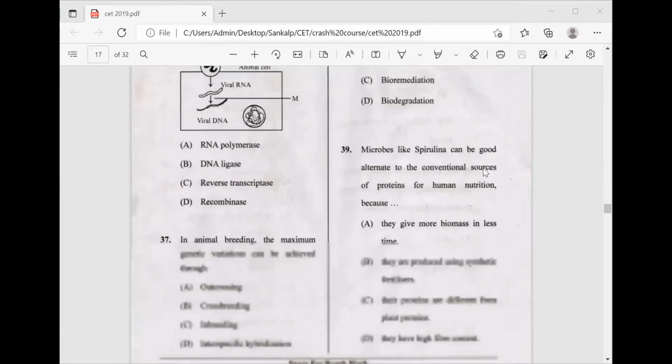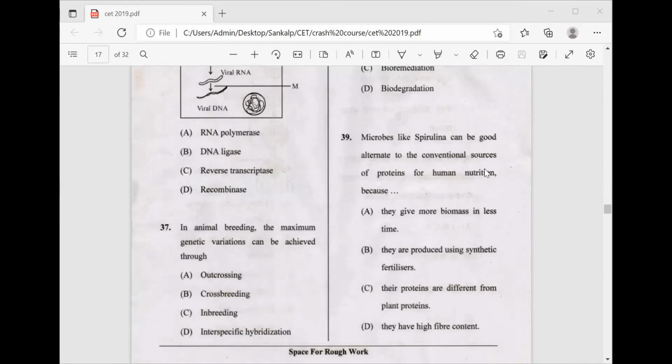Okay. 39th question. Microbes like spirulina can be a good alternate to the conventional sources of protein for human nutrition because: option A, they give more biomass in less time. Option B, they are produced using synthetic fertilizer. Option C, their proteins are different from plant proteins. Option D, they have high fiber content.